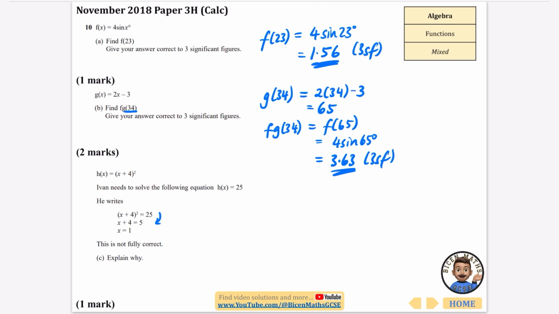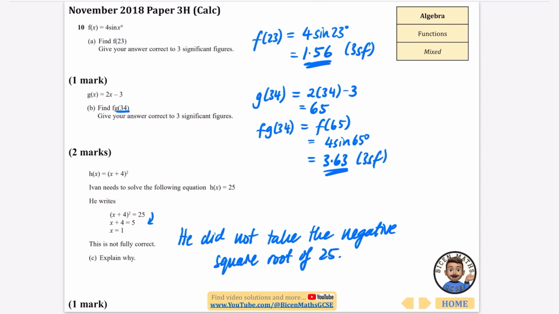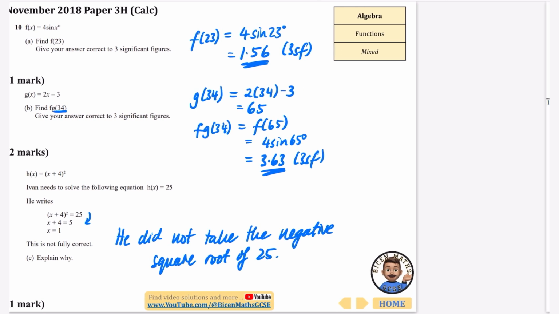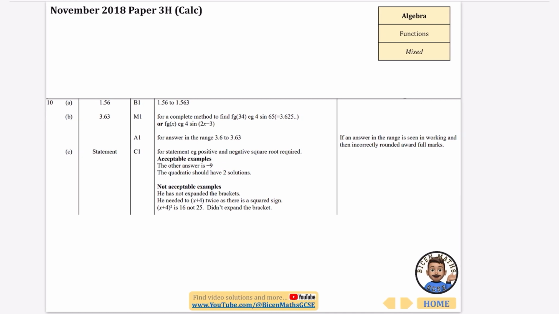So explain why he did not take the negative square root of 25. He did not take the negative square root of 25. So we've got 1.56, 3.63, and that last part. So yeah, positive and negative square root is required. Could have found out the other parts, but these are the right kinds of things that we could have said in my one there as well.